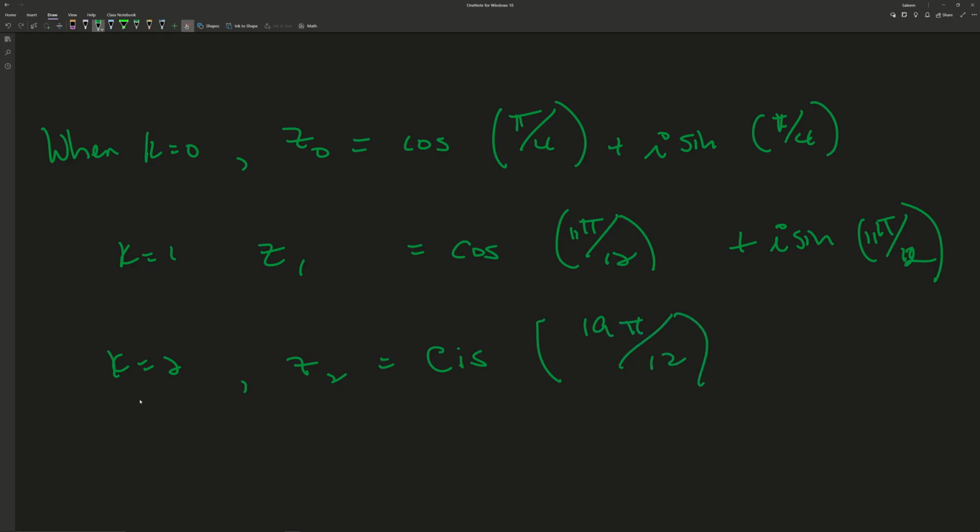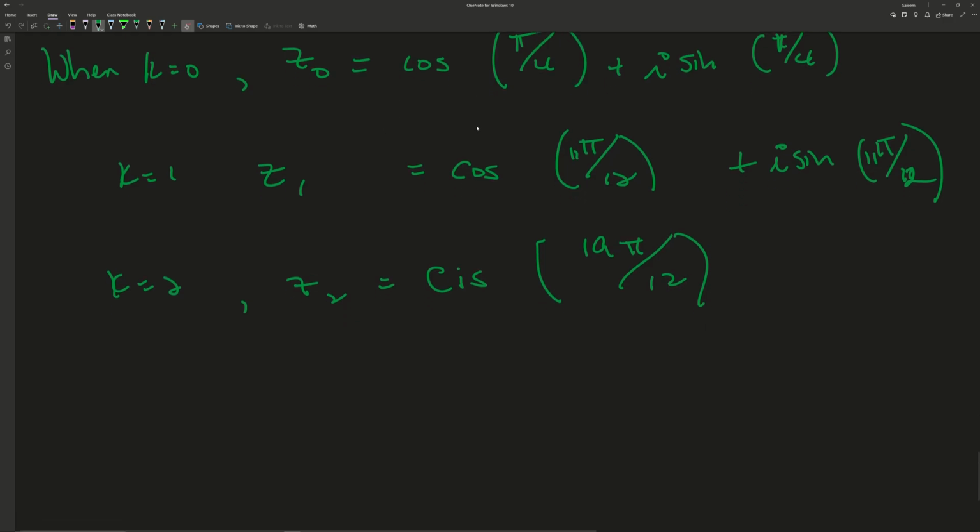And let's do one more. Since this was the original answer, let's see what k equal to 3 is. That's 3, this 9 upon 4 pi.